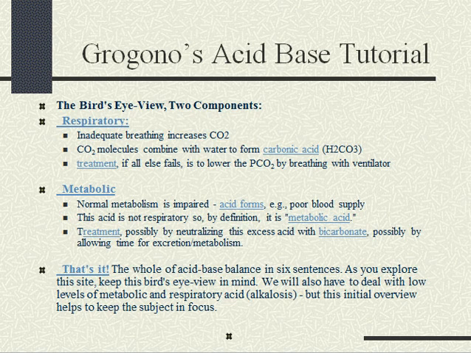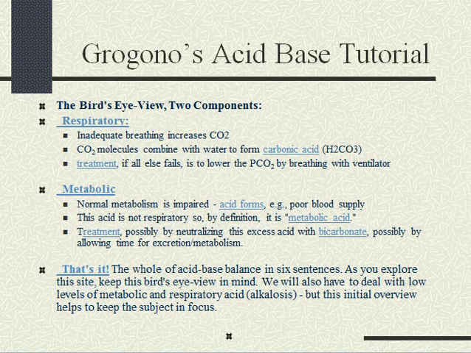Now, metabolic. Metabolic is going to once again deal primarily with the kidneys, but it can also deal with the blood. Okay, so normal metabolism is impaired, acids form. This can also be due to poor blood supply that's not cleaning out tissues. Lactic acid can build up. There's multiple causes, but the main mechanism is going to be kidneys. So treatment is finding the underlying cause again. In the meantime, if somebody is metabolically acidic, you can treat with bicarbonate, and I'll go into some of those mechanisms in a little bit. Okay, so metabolic, kidneys, blood.